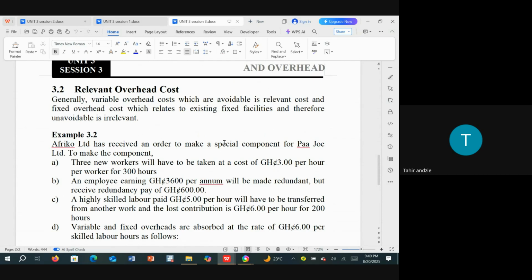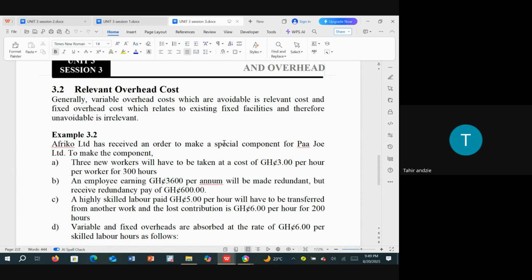So variable overheads that are avoidable are relevant costs, but fixed overheads that relate to fixed facility and are unavoidable are irrelevant. It means that if fixed cost is avoidable, it is relevant. So note that for overheads, if the overhead cost is avoidable, it means that it is relevant cost, be it variable cost or fixed cost. Once it is avoidable, it can be eliminated by a particular decision, then it is relevant.